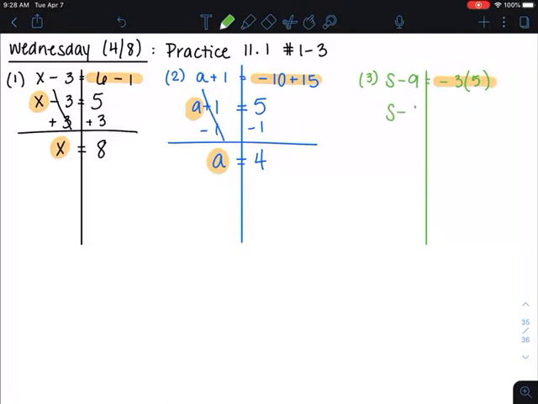And then for number 3, same thing again. These are constants. We can simplify those two. So I'm going to keep my s minus 9 equals, and negative 3 times 5 is negative 15.